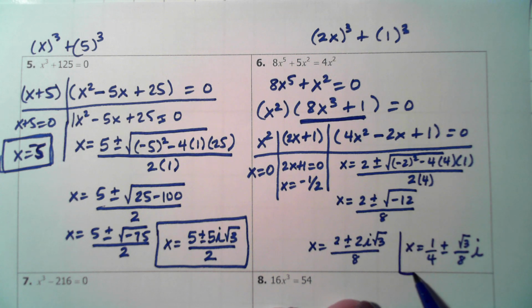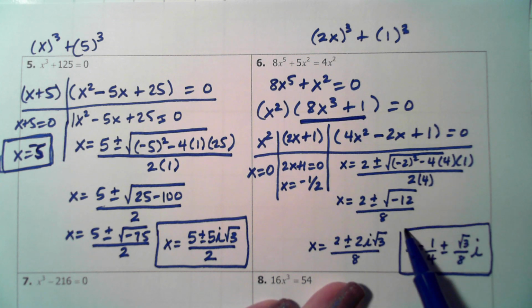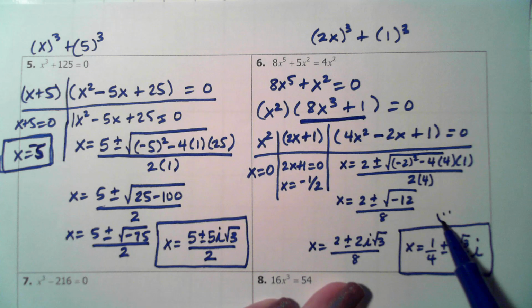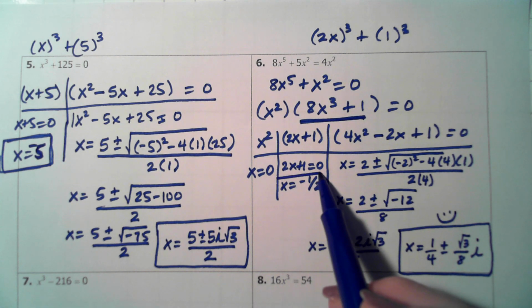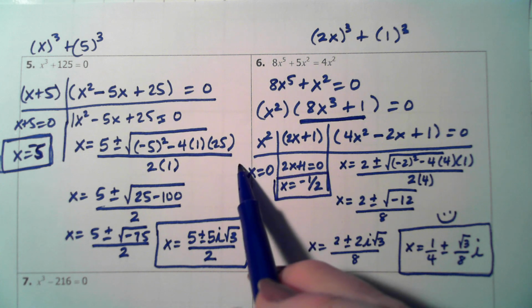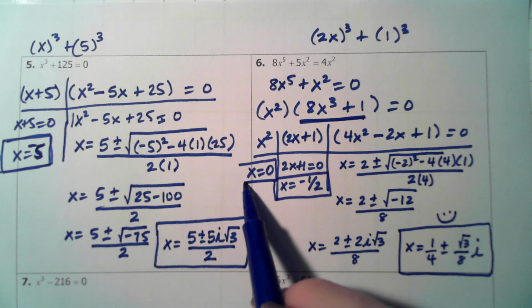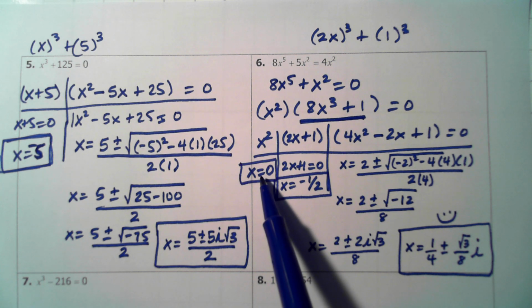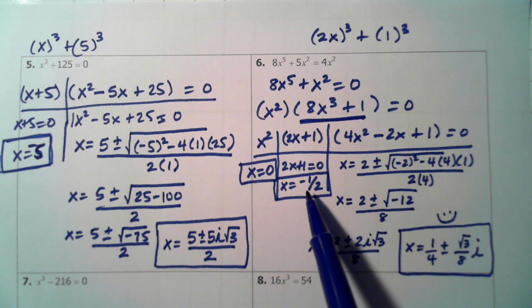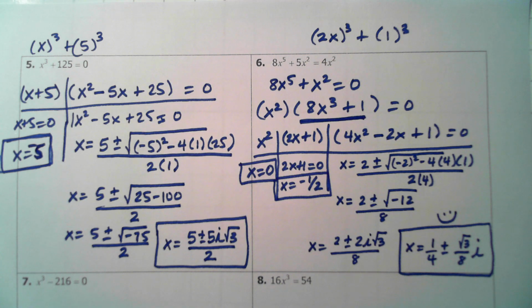And so here are two solutions written in the format that I prefer, the a plus bi format. We have another solution right here, and we have our fifth solution, really. We got fourth and fifth solutions because there are 2 zeros here. So 0, negative 1/2, and this complex number.